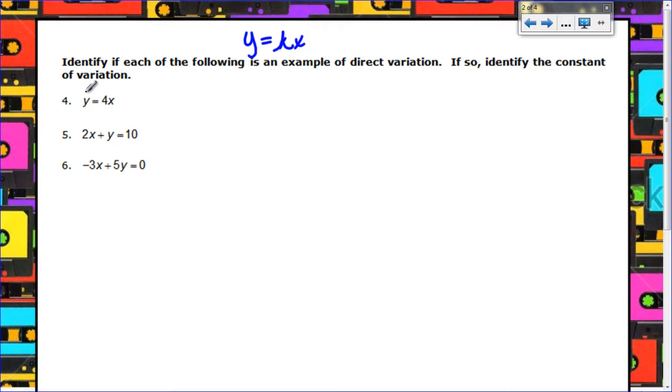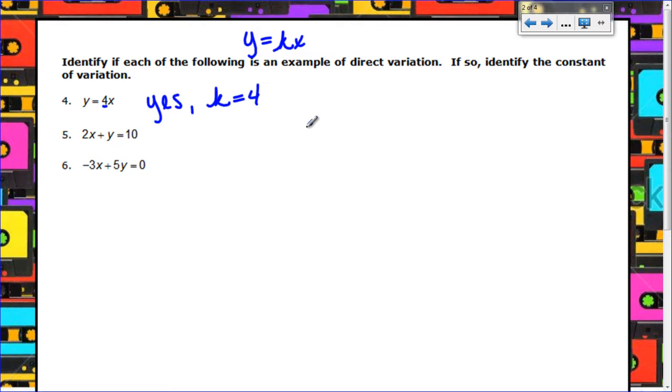So look at number 4. I have y is equal to 4x. Well, that looks very similar to my problem here. There's nothing added or subtracted. So yes, this will be direct variation. And k is equal to 4 because that's my number in front of the x.